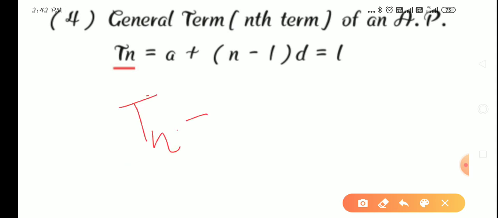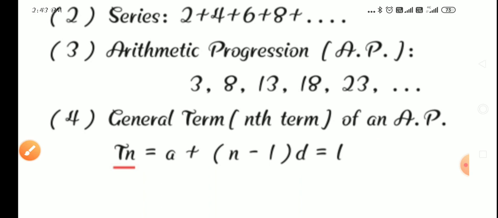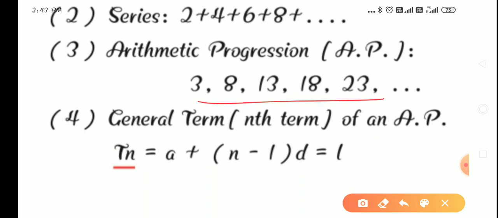Tn equals a plus (n minus 1) into d. Here, a is the first term, d is the common difference, and n is the number of terms, or which particular term you are finding. Suppose you want to find, in this AP, where the first 5 terms are already given, the 20th term.